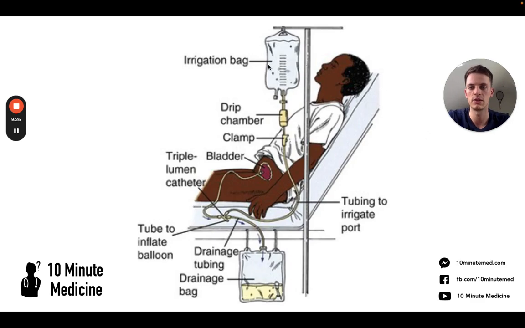So irrigation is shown here. You've got irrigation fluid coming through here into the catheter that way, and then the catheter is draining as usual into the bag, and this happens continuously with irrigation, stopping the clots from forming.